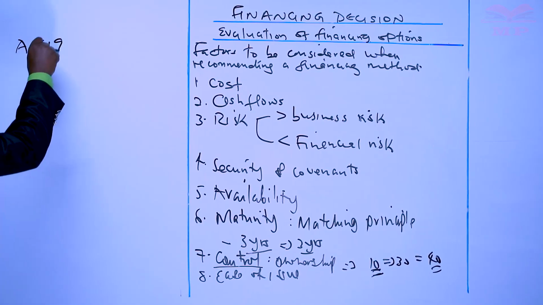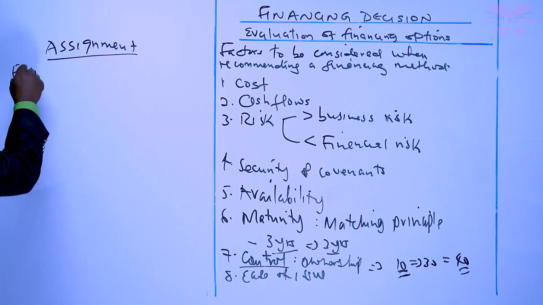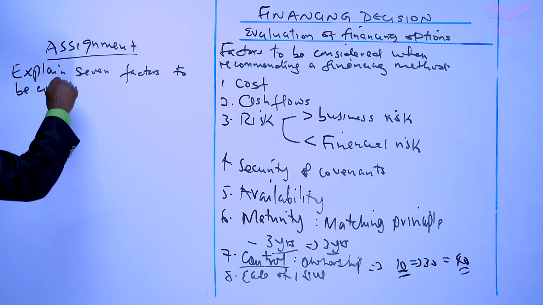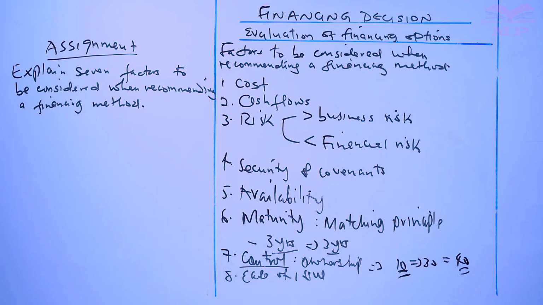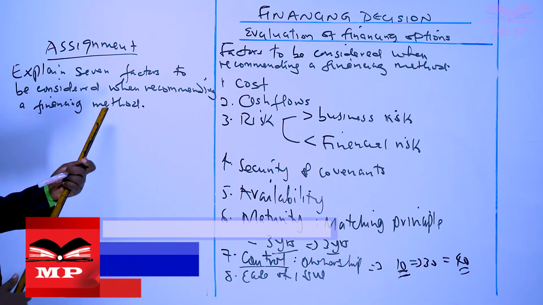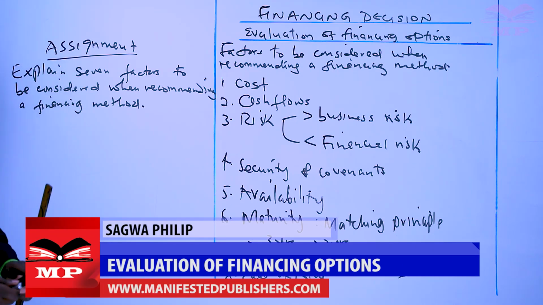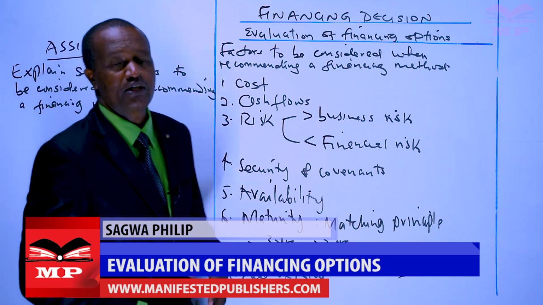I'll give you one question. Explain 7 factors to be considered when recommending a financing method. That will be your assignment.